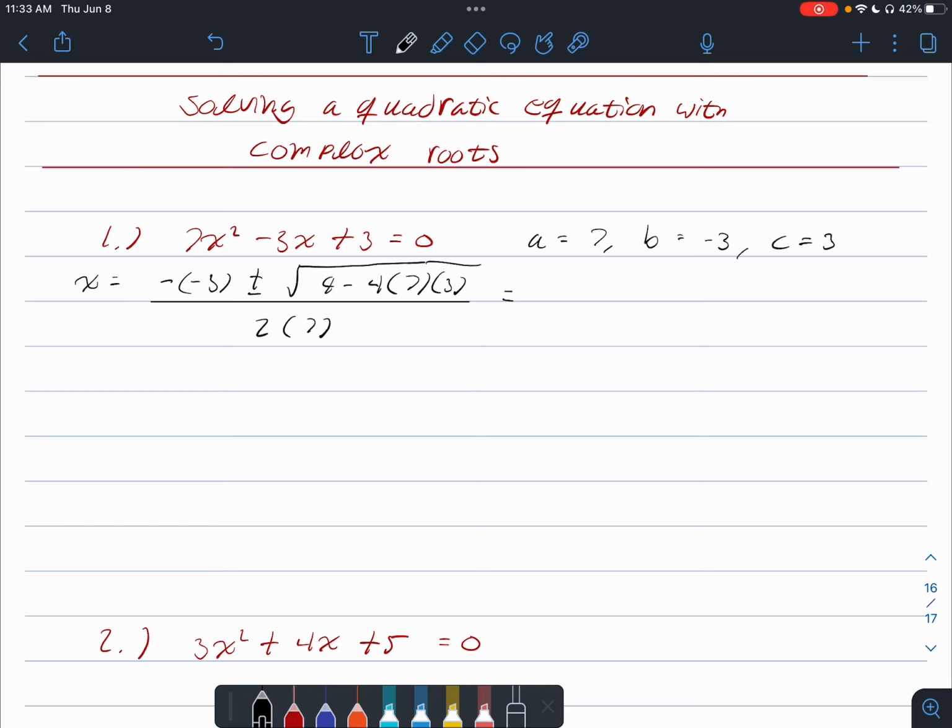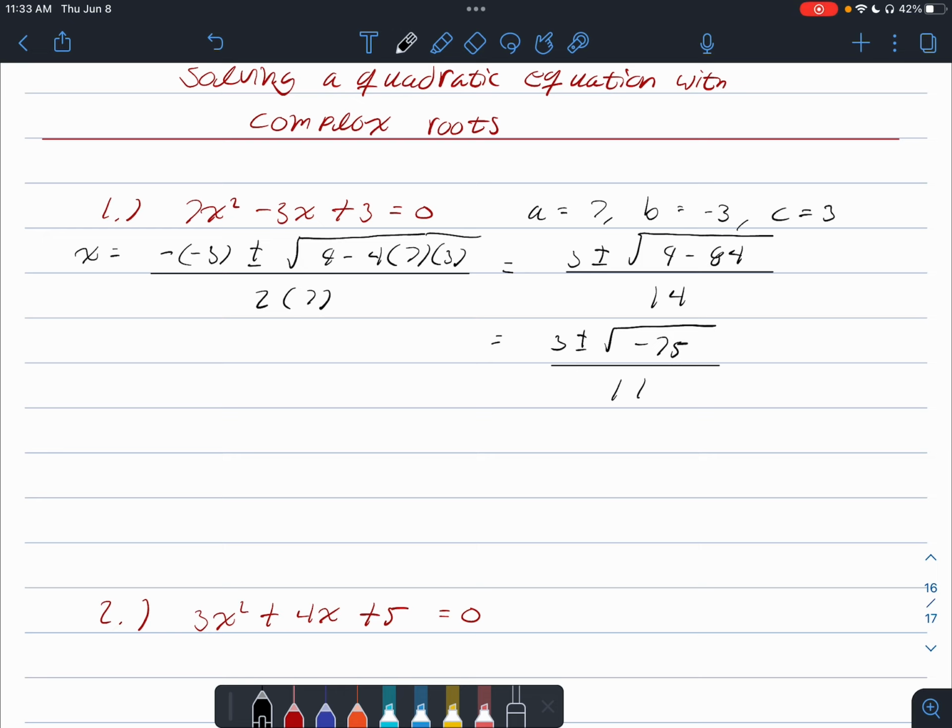Okay, we could simplify this further as 3 plus or minus the square root of 9 minus 4 times 7 times 3. So 4 times 7 times 3, that's 84. So we have 9 minus 84 all over 14. Okay, so now we have 3 plus or minus the square root of 9 minus 84, which is negative 75, and this is going to be all over 14.